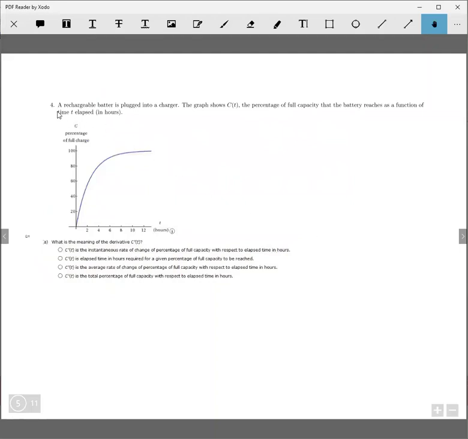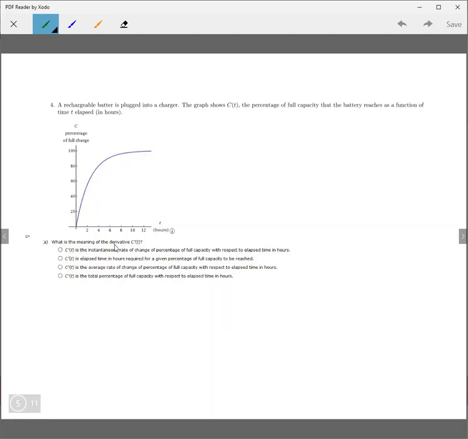So let's go to this next one, number 4. A rechargeable battery is plugged into a charger. The graph C of t shows the percentage of full capacity that the battery reaches as a function of time t elapsed in hours. Okay, so the battery charges pretty quickly in the beginning when it's empty, but when it starts to fill up and it's getting completely full, it takes more time to charge that last little bit. Okay, the rate of charging is going down.